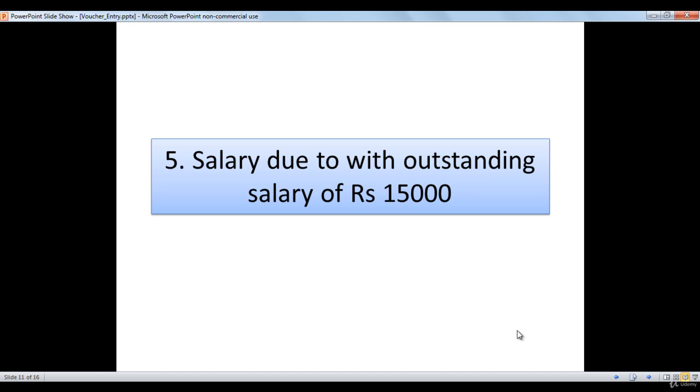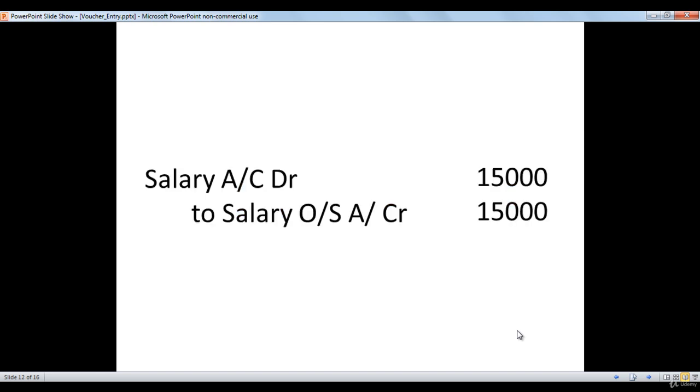Okay, the next one is going to be a bit difficult. Here it is salary due with outstanding salary of rupees 15,000. Now here it is difficult because to find out two ledgers, one ledger is very simple to understand, which is salary. Now from the company point of view, that's an expense, so it will fall under debit. But what is the second ledger here? Now the second ledger is outstanding salary. So definitely salary is an expense, falls under debit, so outstanding salary is going to be the credit. So the entry is going to be salary account debit to outstanding salary account credit of 15,000.